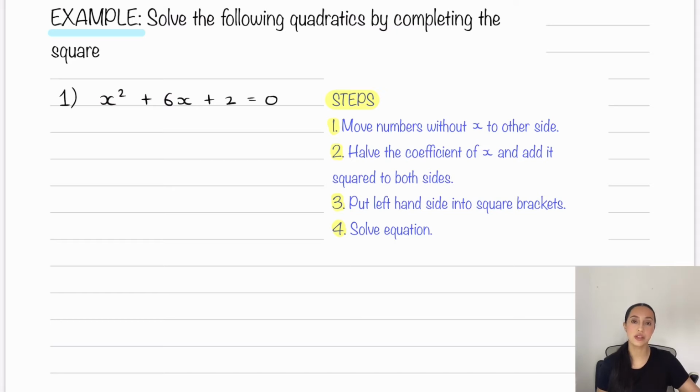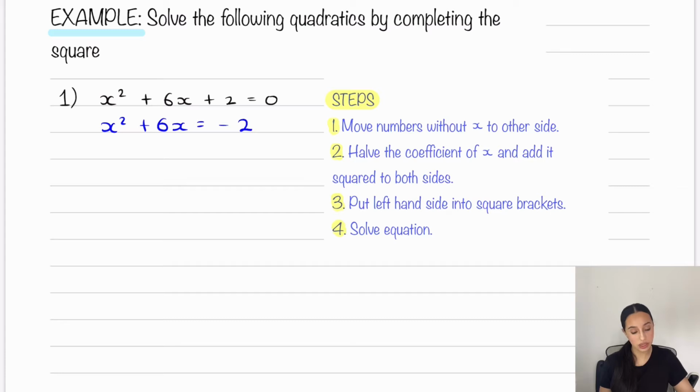I've written the steps for solving any completing the square question on the side here, and we'll be using those steps to solve all of these questions. So the first step is to move any numbers without x to the other side. In this example, the number without x is plus 2, so we need to move that to the other side first. Remember that when you move numbers to the other side of an equation, the sign changes, so it goes from positive 2 to negative 2.